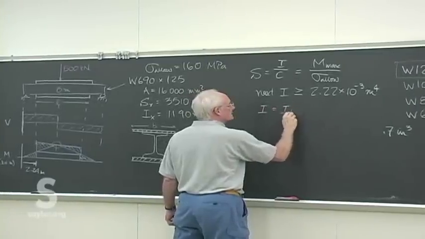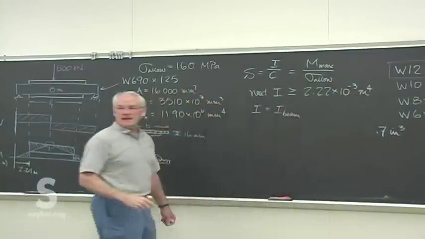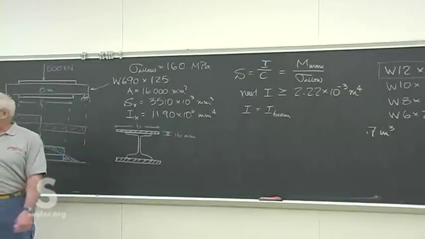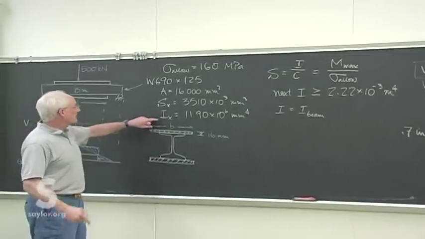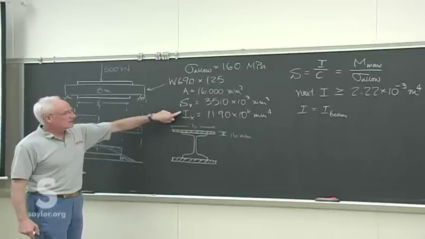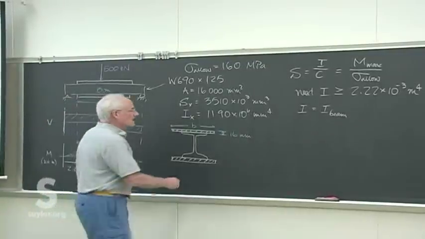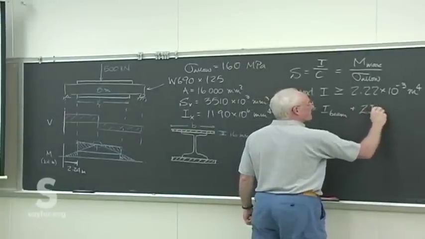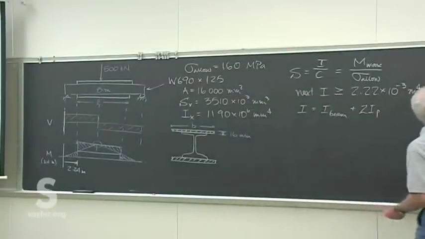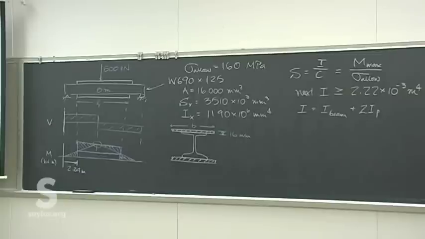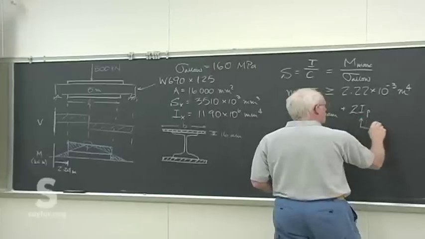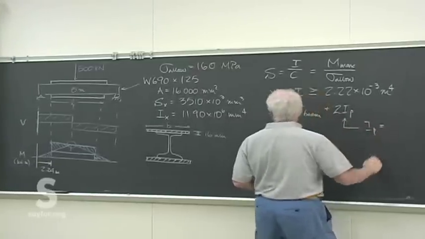Remember that's partly made up of the moment of inertia of the beam, which is right out of the tables. We don't have them in our tables, but I gave it to you. It's just that number right there. Plus the fact that we've welded on these two plates, top and bottom. The moment of inertia of those is easy to figure because it's just a simple rectangle.